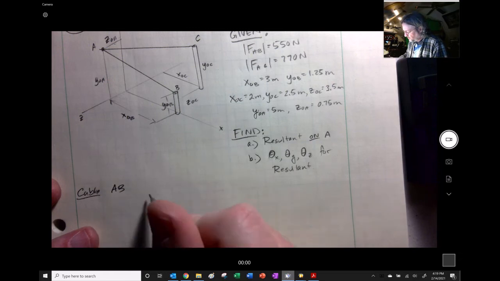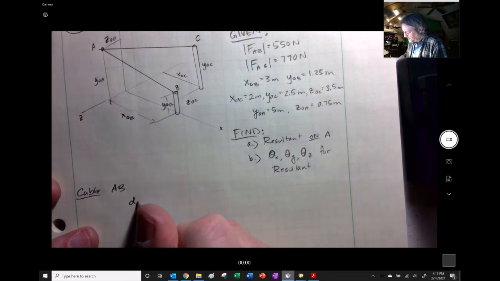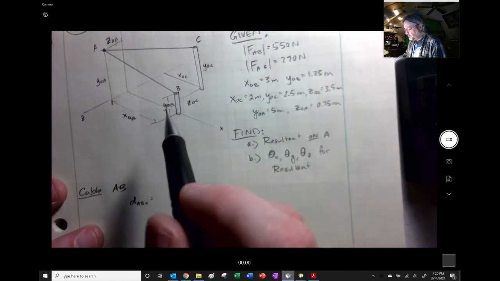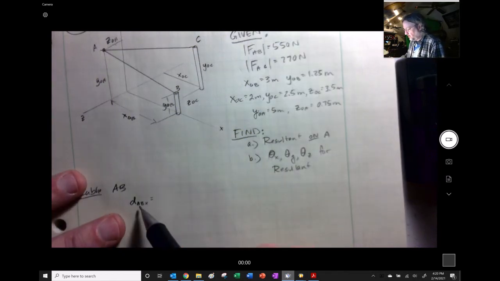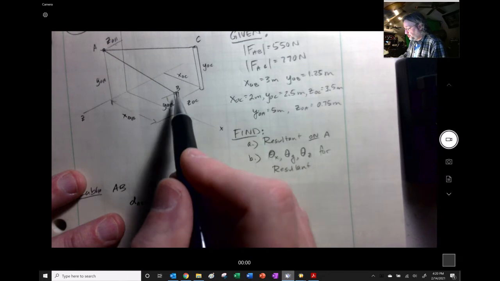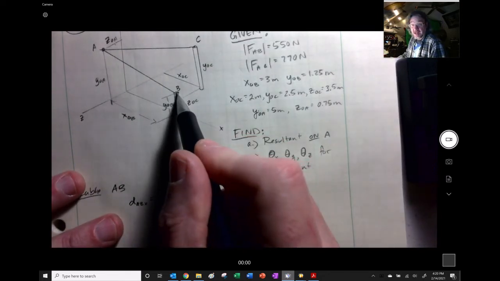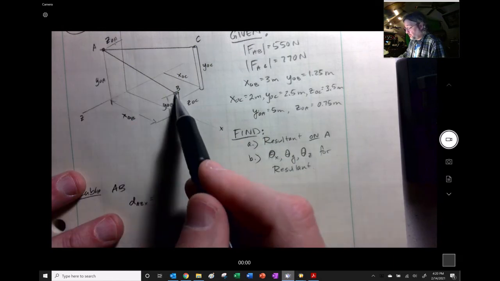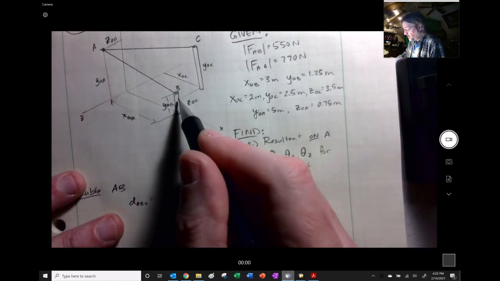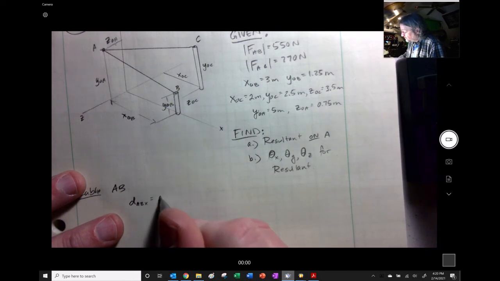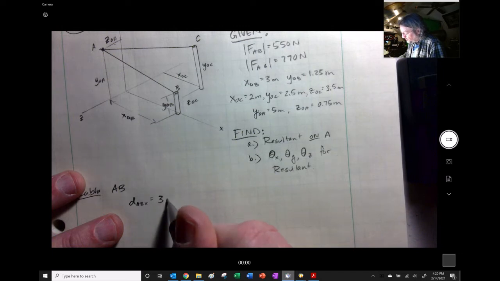So cable AB. The distance AB in the x direction is going to be going to B from A. So this is the second spot, right? We start here, we finish right here, and so in the x direction it's XOB, and it's in the positive direction. So where'd you go, OB? There you go, 3 meters.